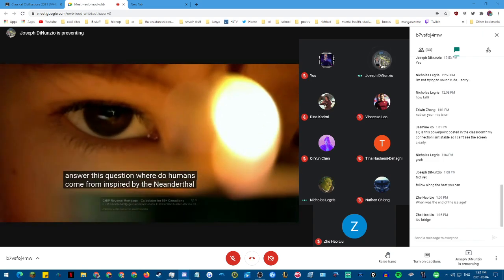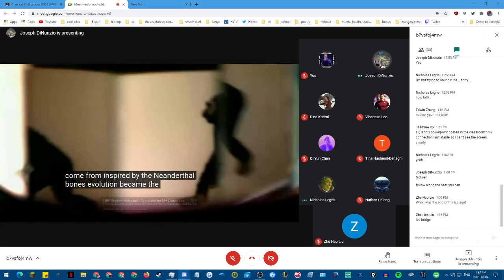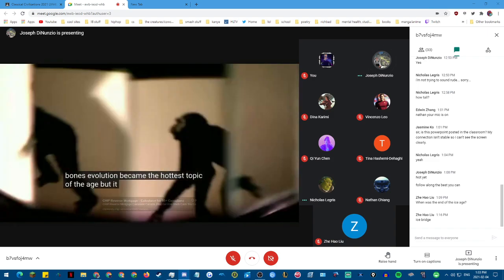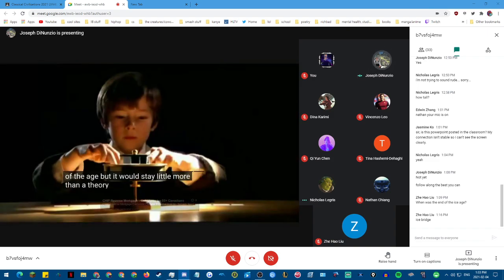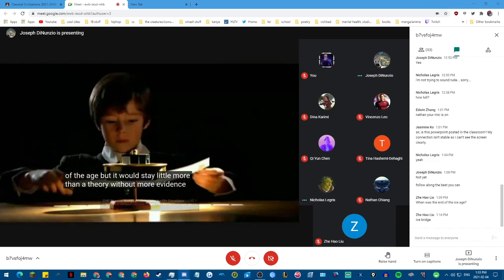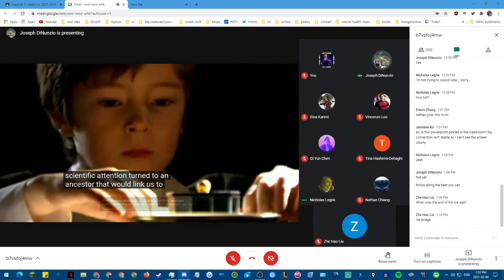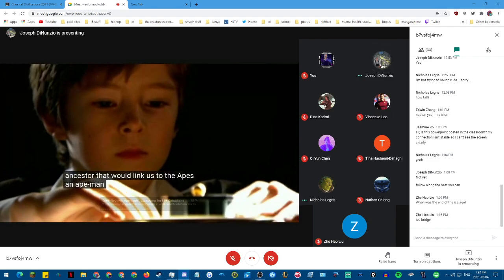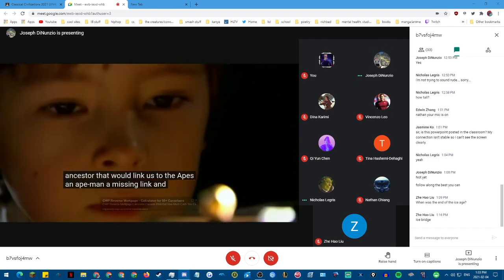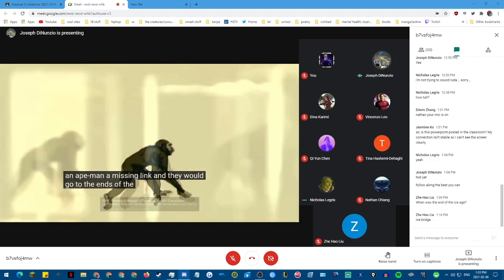Inspired by the Neanderthal bones, evolution became the hottest topic of the age. But it would stay little more than a theory without more evidence. Scientific attention turned to an ancestor that would link us to the apes. An ape man, a missing link. And they would go to the ends of the earth to find it.